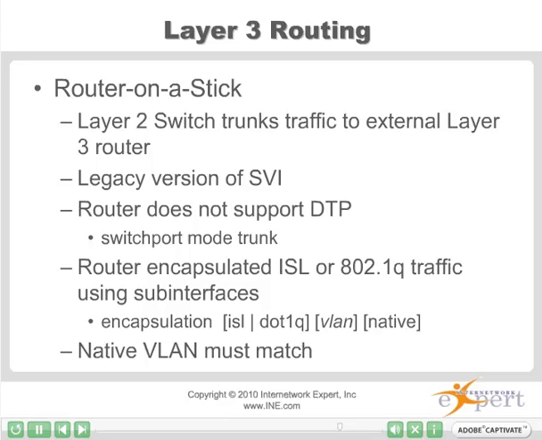Now, we mentioned that we can create one of these switched virtual interfaces so that your multi-layer switch can route between VLANs. Well, what about a router? What if we want a good old-fashioned router to route between VLANs? Well, this is referred to as a router on a stick configuration. It's really the legacy version of the switched virtual interface that we have on our multi-layer switches. Now, it's not fancy by any means. In fact, the router doesn't even support the dynamic trunk protocol like we have on our switches.